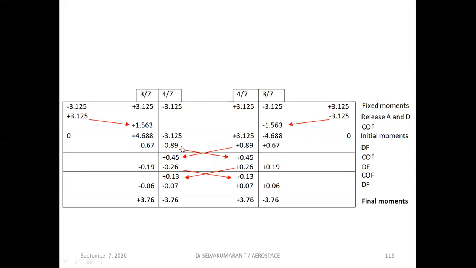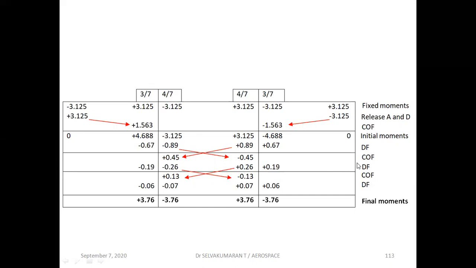Then carry over again between the intermediate supports, 0.89 into 1 by 2, minus 0.89 into 1 by 2. You get this value, carry over factor. Now plus 0.45 is the unbalanced moment. I want to balance it. You consider minus 0.45 multiplied by 3 by 7, you will get this minus 0.19, and minus 0.45 multiplied by 4 by 7, you'll get this. And here I should consider plus 0.45 multiplied by 4 by 7, you will get this, and multiply by 3 by 7, you will get this.